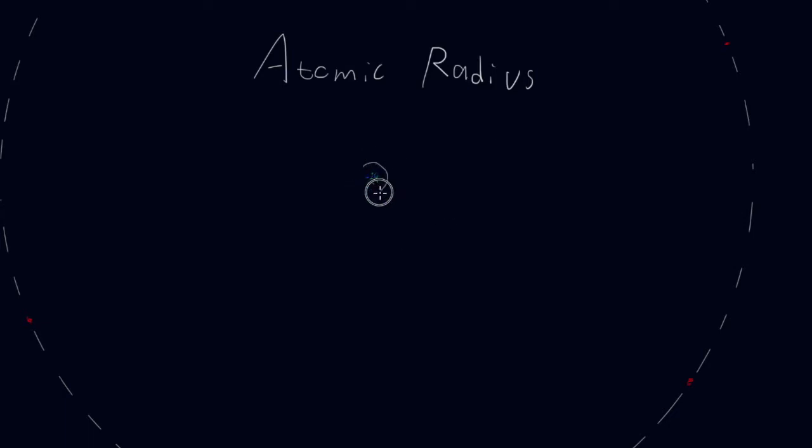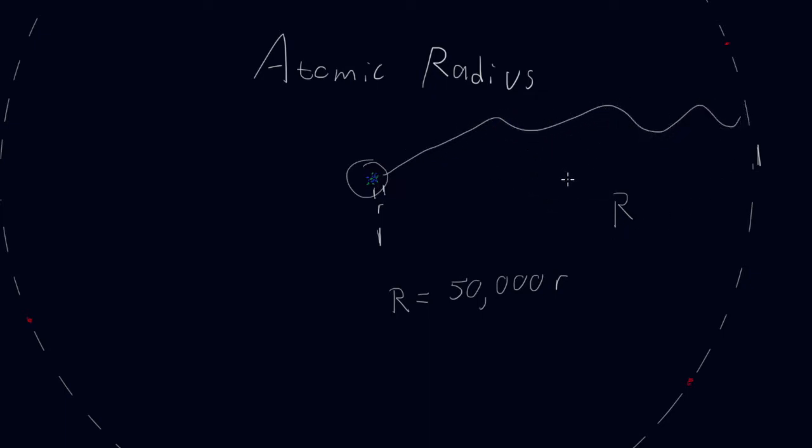If I've got an atom with this being its nucleus, the difference between the radius of this nucleus, we'll call this little r, and the radius of the entire atom, big R. Big R is about 50,000 times little r. Most of this area right here is just empty space. So when we talk about how the atomic radius is going to change, it's not going to matter how much stuff there is. It doesn't really matter how many protons or neutrons or electrons are physically in this space because there is so much extra room.